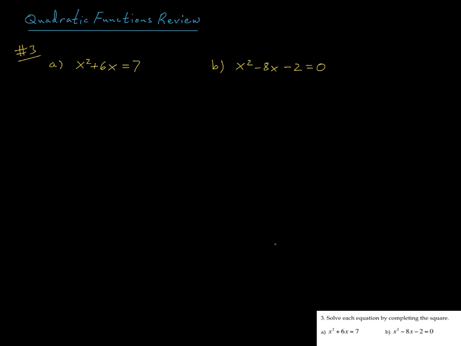All right, question 3 says solve each equation by completing the square. And looking at part A, we have x squared plus 6x is equal to 7. And based on our discussion of completing the square in the last video, I know that I can find this number here such that when I add it to the x squared and the 6x, the resulting expression will be a perfect square.